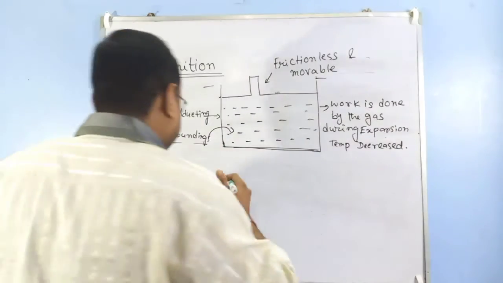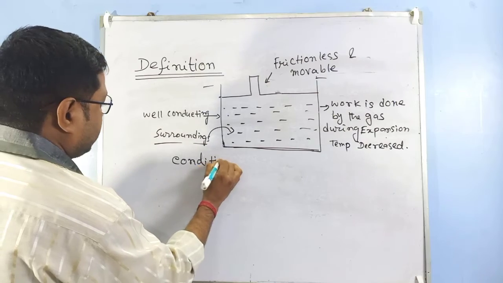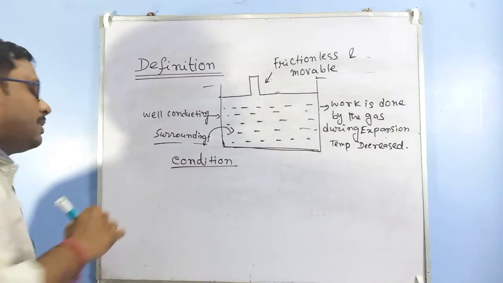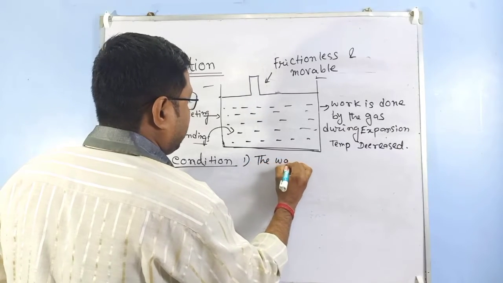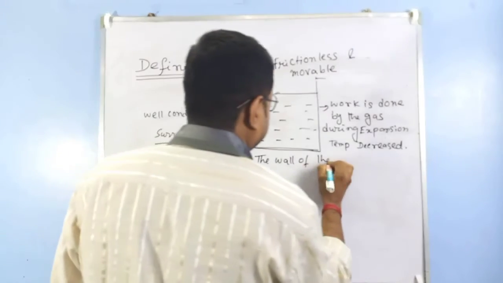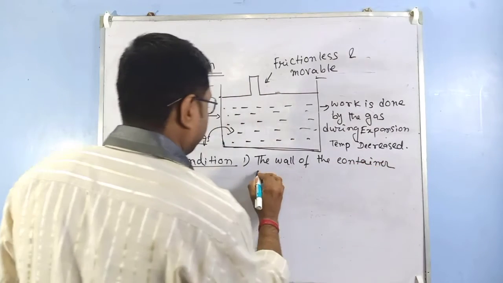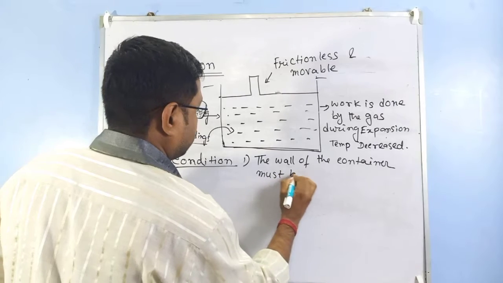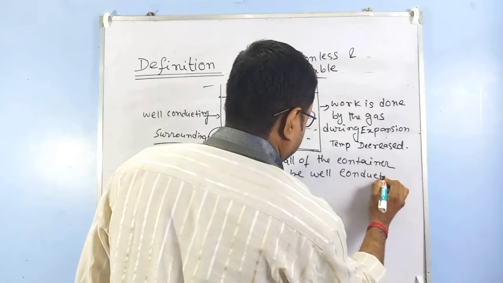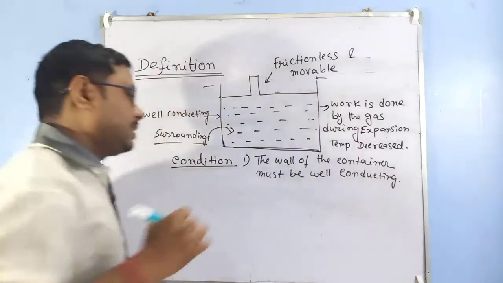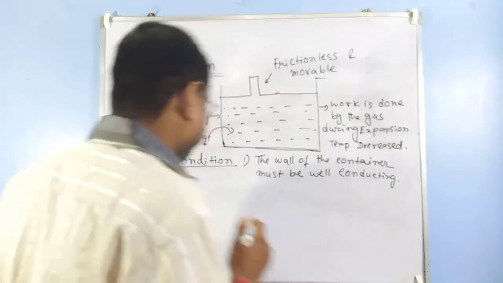Now, what are the conditions? Very, very important. What are the conditions of isothermal process? Number 1, the wall of the container must be well conducting, so that heat can easily transfer between the surroundings and the system.